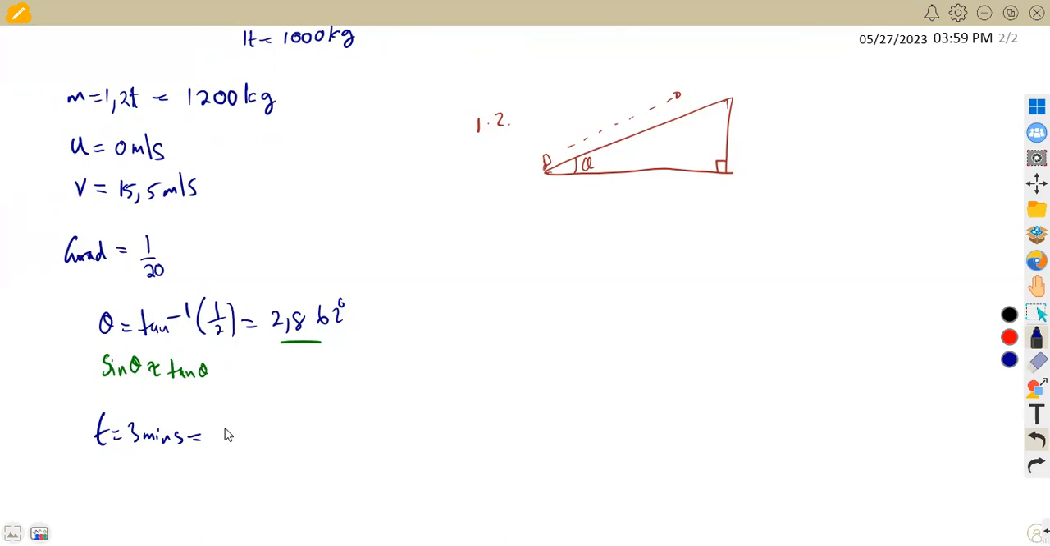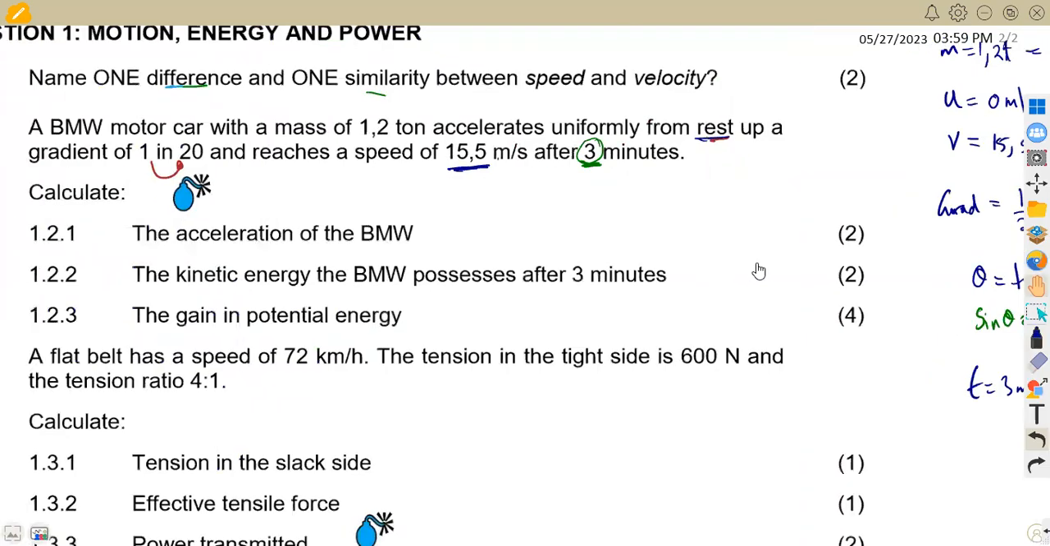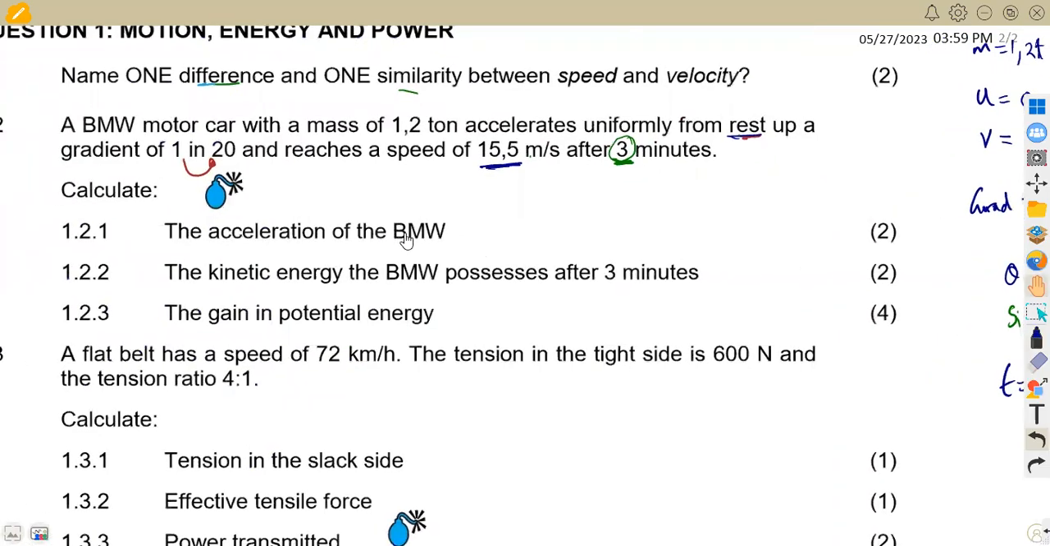Remember, 1 minute is 60 seconds, so this will be 180 seconds for the time. Okay, so this is the whole information that you're given. From there, we are asked to calculate the acceleration of the BMW, that is, the acceleration of the car.